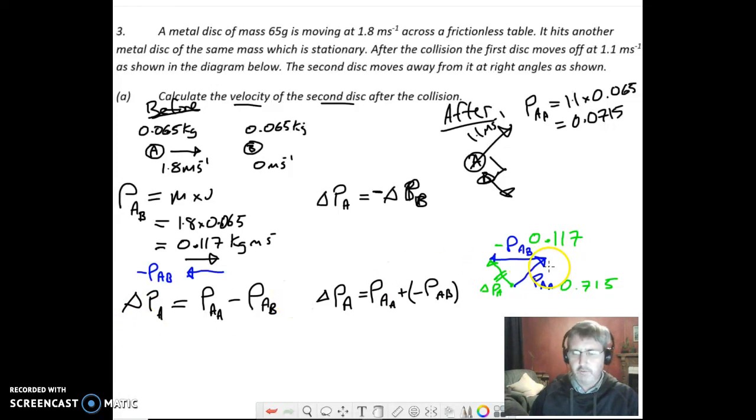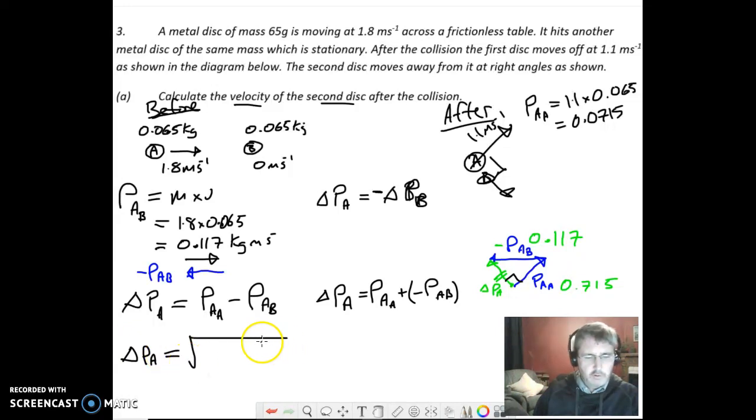And so what I want to find out is one of the shorter sides. I know this is the hypotenuse because this is a right angle. Okay, I know that's true because this is the after momentum of A, and this is the change, which is equal to the momentum of B in the direction it's going, but it's the opposite direction. So that's a right angle. So now what I'm going to do is ask, what is the change in P in A?